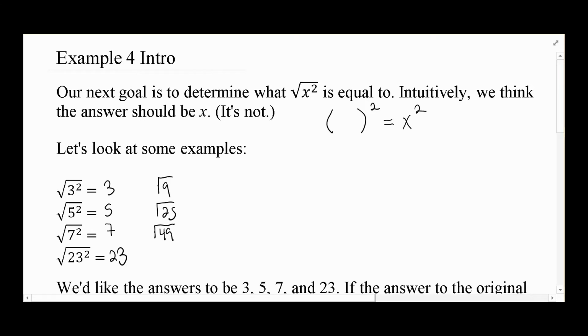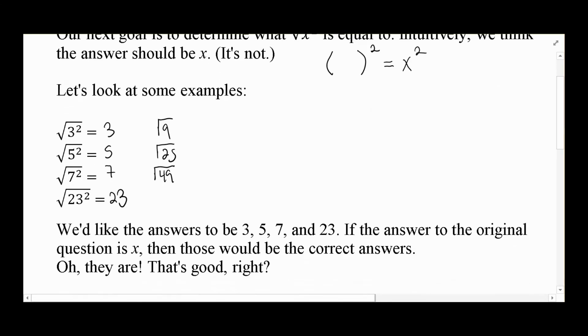7 squared is 49, the square root of 49 really is 7. So, well, 23 squared, big number. Square root of it, well, it really is 23. So our answers of 3, 5, 7, and 23 are what we were hoping for. So far it looks like it is true that the square root of x squared is x. This seems to be true if the x's that we pick are positive. So far that's what we know. If we pick some positive x's, then the square root of that squared is itself.